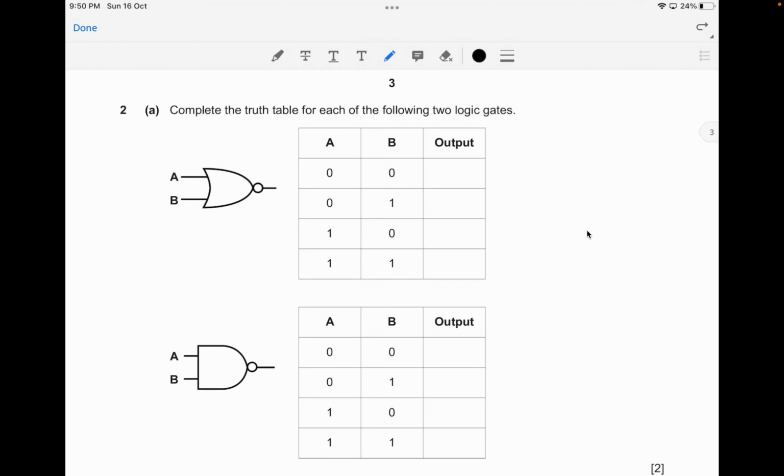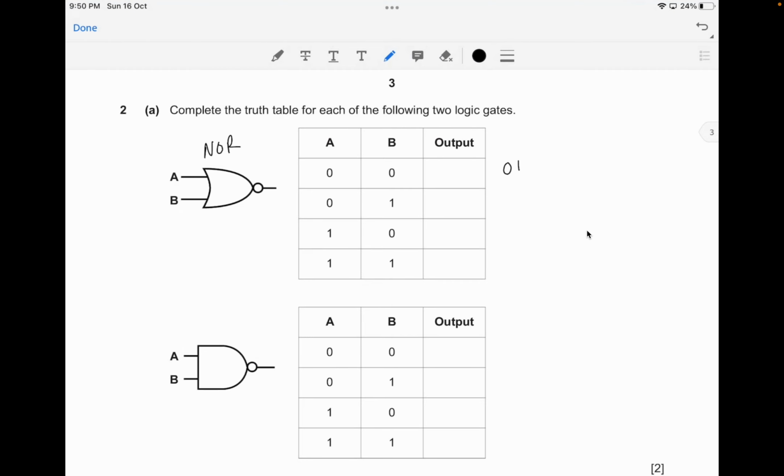Alright, so the question is asking us to complete the truth table for each of the following two logic gates. As we can see here, there's an OR gate with a circle in front of it. That means this is going to be a NOR gate. Since this is a NOR gate, whatever we add, we have to do the inverse of that.